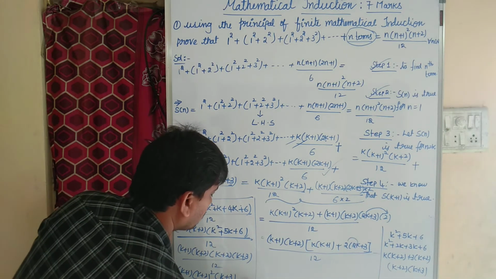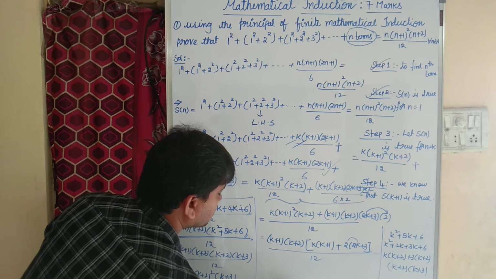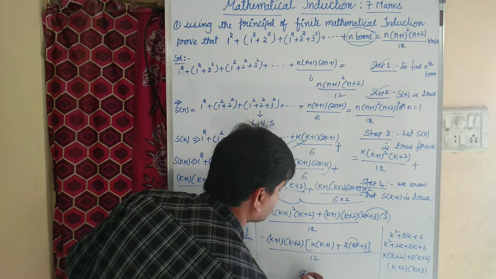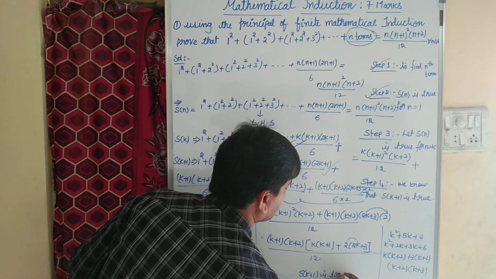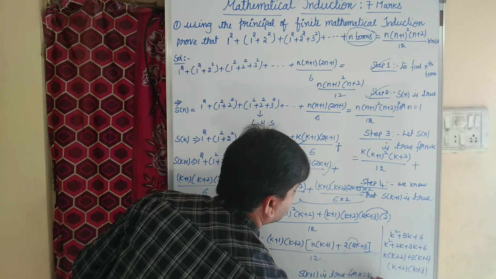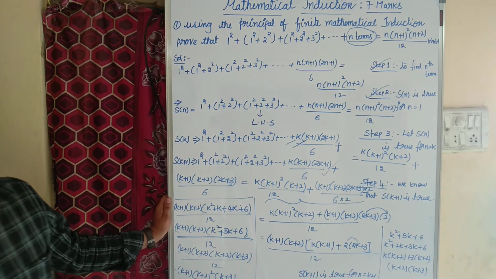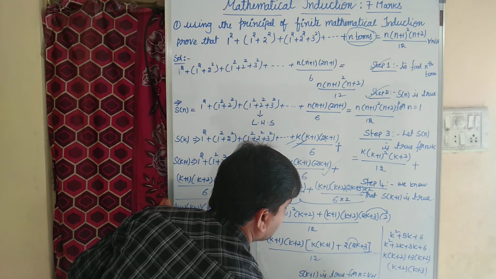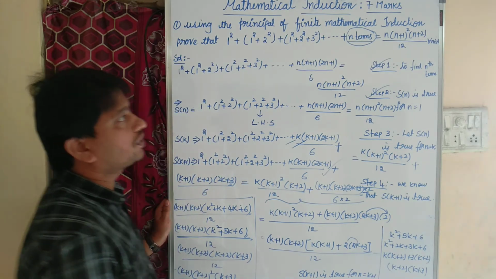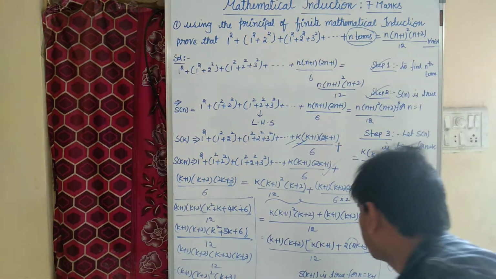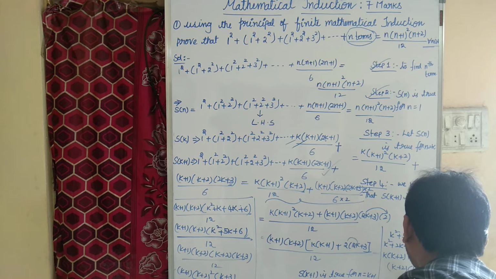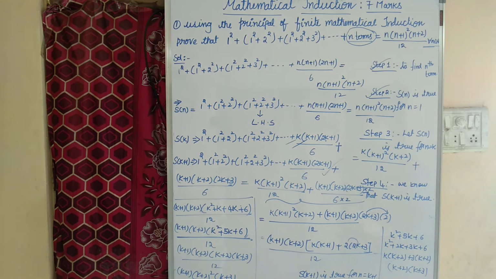Therefore, LHS is equal to RHS. So S of k plus 1 is true for n equal to k plus 1, and then you have to write: hence by the principle of mathematical induction, S of n is true for all n belongs to N. Okay, so we are going with the 4 steps.